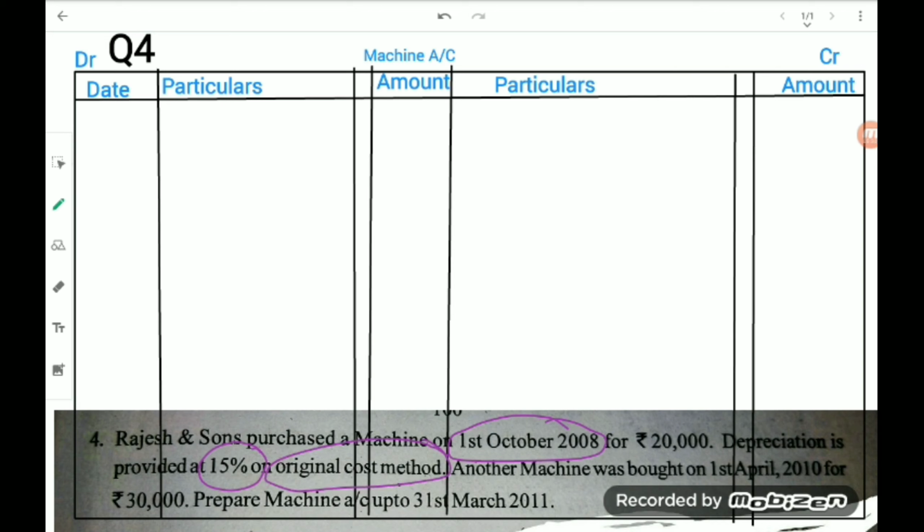Original cost, fixed installment, straight line and equal installment. These are the four names of a single method. Fixed installment and original cost and straight line are both the same method.